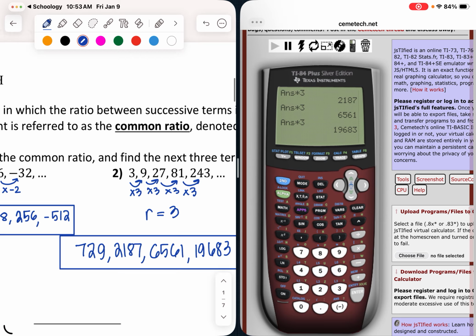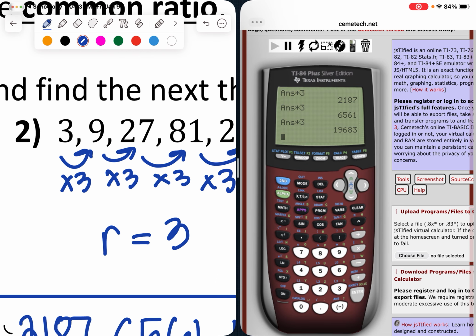So let's go back to the other two. Like if I didn't know what I multiply 3 by to get it to be a 9, I can go vice versa. I can go backwards. I can say, okay, what's 9 divided by 3, which is 3? What's 27 divided by 9, which is 3? What's 81 divided by 27, which is 3?